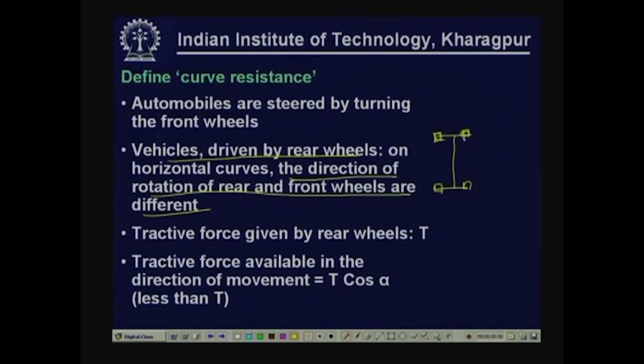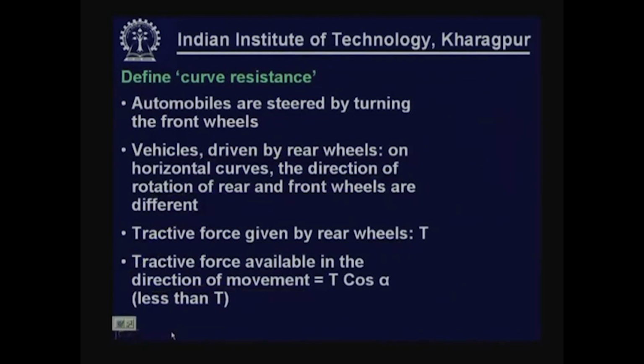So, what is happening? The tractive force given by the rear wheels is, say, T, but the tractive force which is available in the direction of movement is nothing but T cos alpha, if this turning angle is alpha. So, the whole T is not available in the direction of movement, only T cos alpha is available in the direction of movement.